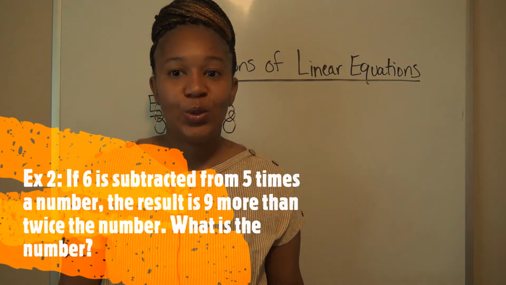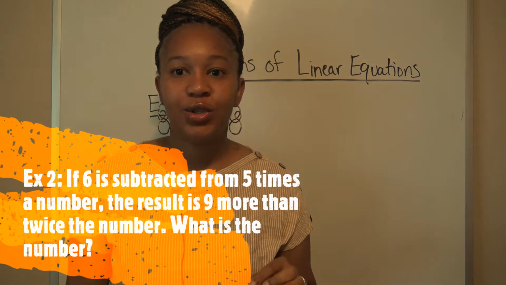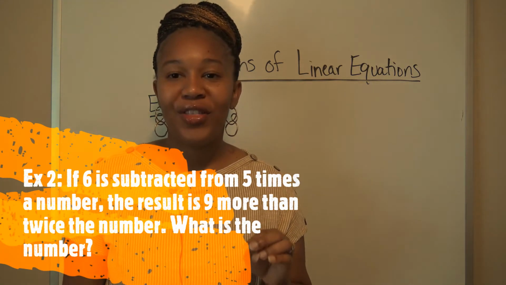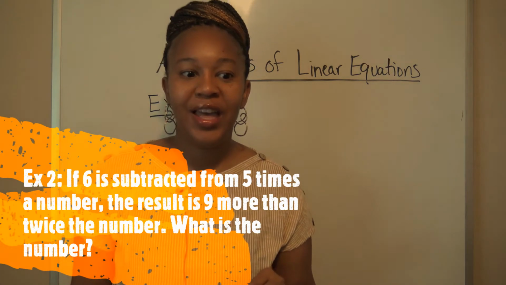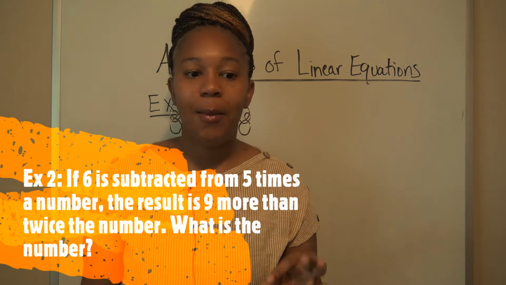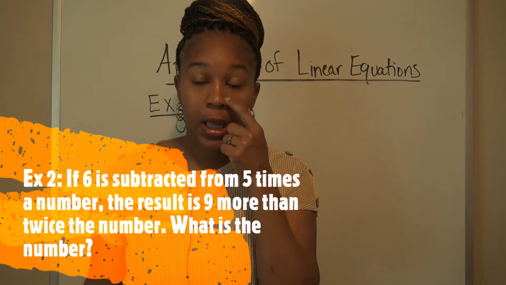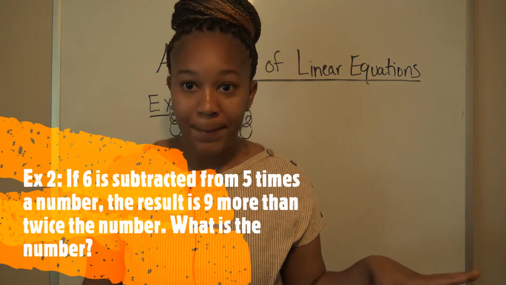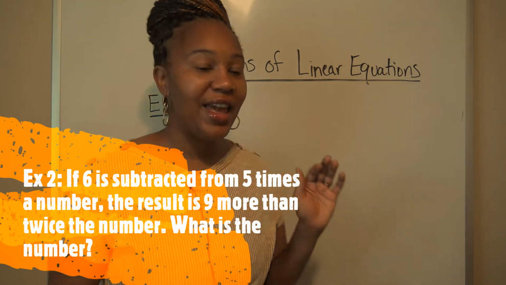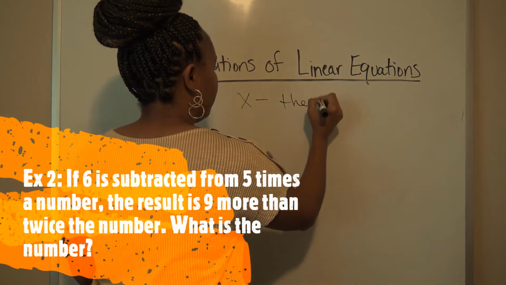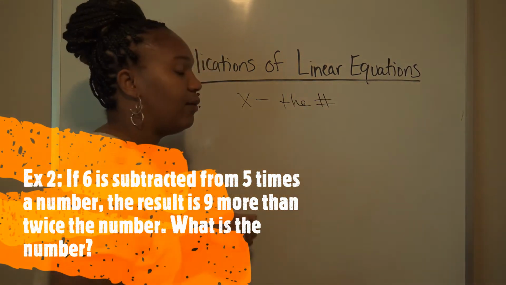For example 2, it says if 6 is subtracted from 5 times a number, the result is 9 more than twice the number, okay? So now we've read the problem. We're looking for a number. And so again, we're going to let X represent the number that we're looking for.